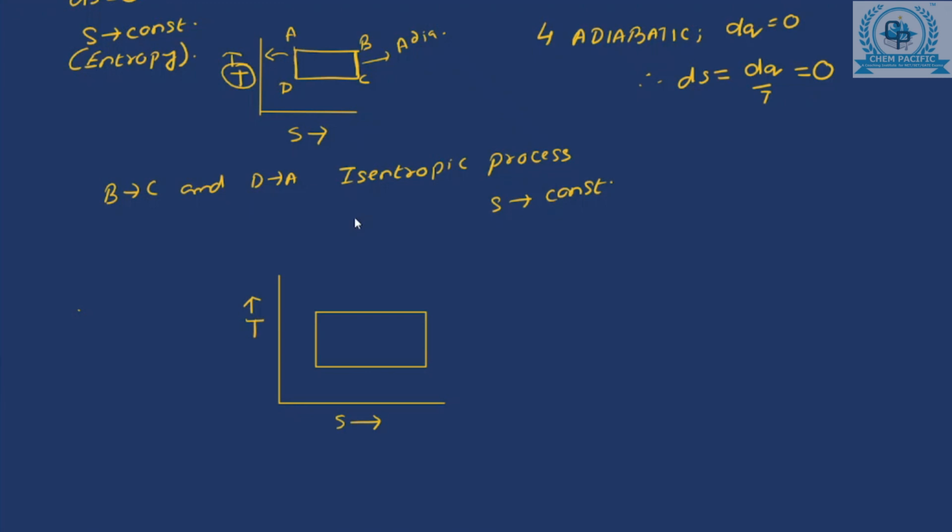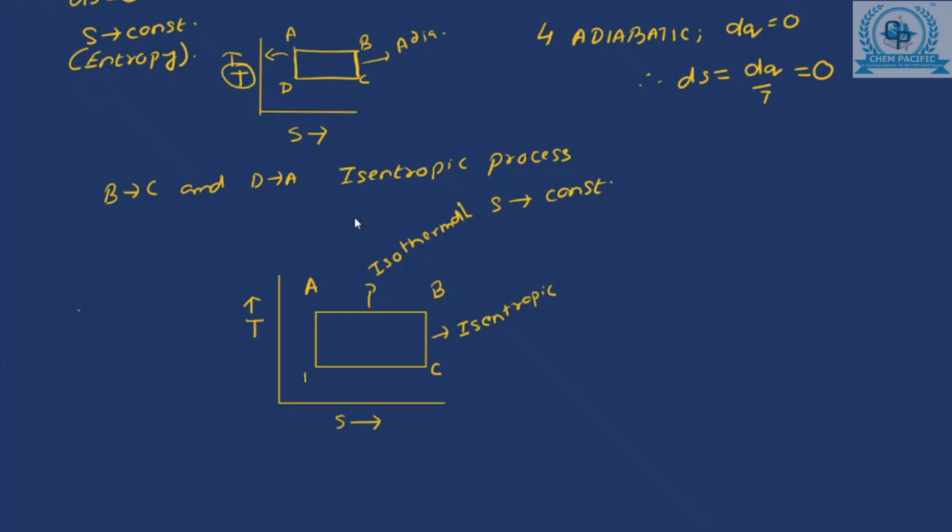So here the first step, which was the isothermal process, is AB, a line which is parallel to the x-axis, that is the entropy, and BC is the adiabatic process and is also the isentropic process. This is the isentropic process, and the line AB, which was the isothermal, is the line which is parallel to the x-axis.